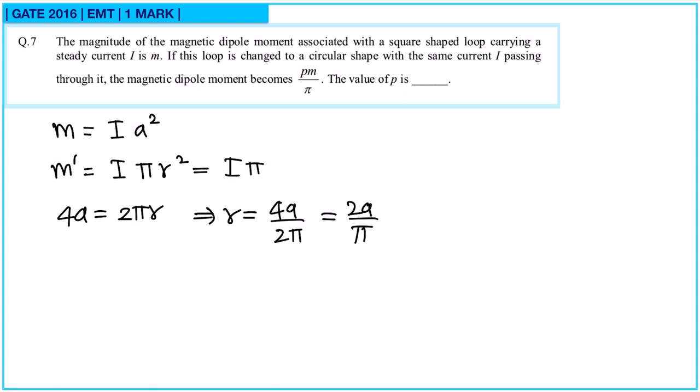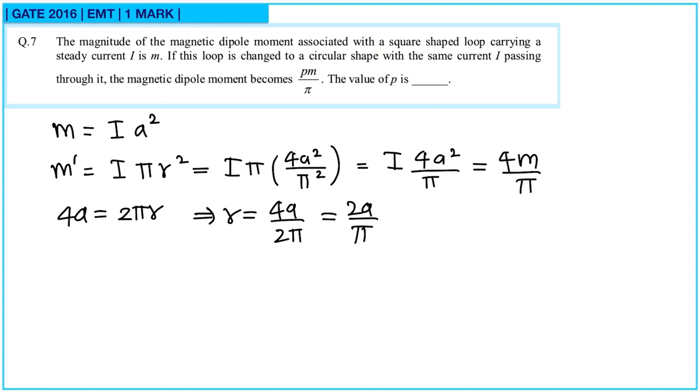So let us substitute here. I into pi, and r is 2a by pi, square. So that is 4a square upon pi square. So this will be equal to I into 4a square upon pi. But I into a square is M, so this will be 4 into M by pi, and this is equal to Pm by pi. So by comparison, P is equal to 4. So here the answer is 4.